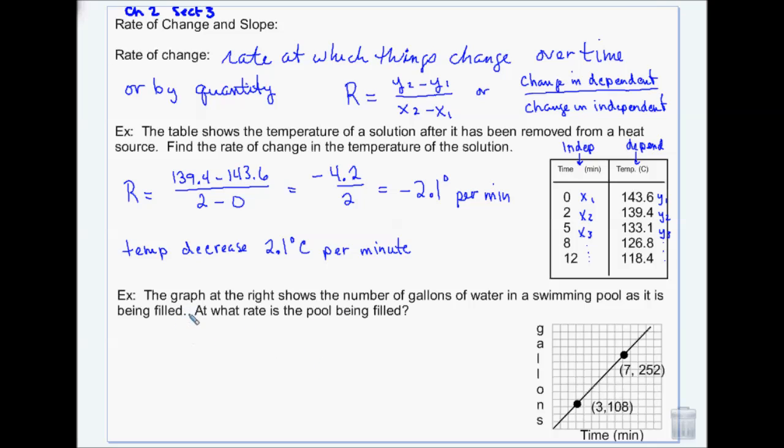An increasing rate of change would be something like this, where we are filling a swimming pool. So back down here somewhere, zero minutes, 0 gallons, right? We stick the hose in and we start, and over time the pool is being filled. After 3 minutes there's 108 gallons, at 7 minutes there's 252 gallons. We want to find out how many gallons this hose is putting out per minute. So we make this x1, y1, and then x2, y2. So I do y2 minus y1 over x2 minus x1. So I get 144 divided by 4, which is 36, and it's going to increase 36 gallons per minute.